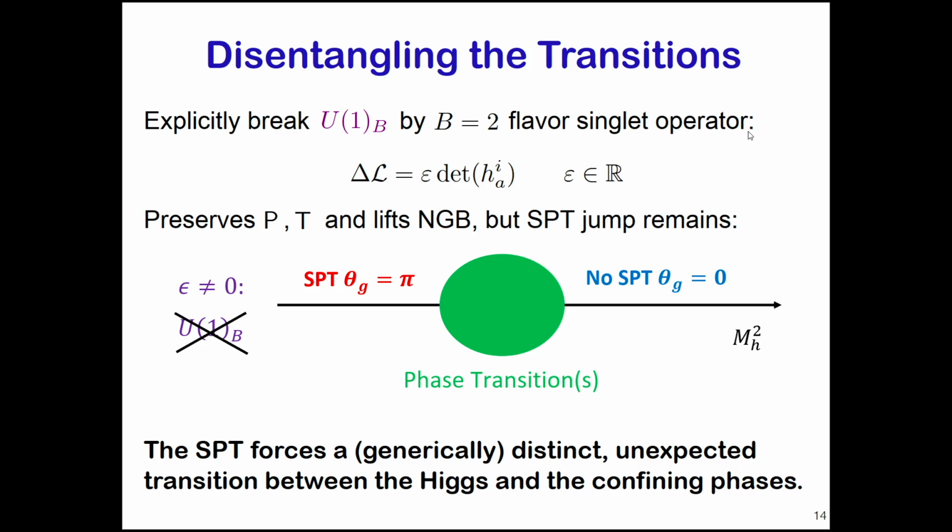So if we didn't know about the SPT, we would have concluded that they're both featureless and they both look identical, so they're probably the same phase by Higgs-confinement continuity. But in this case, we know for sure that they cannot be the same phase, because the SPT still jumps. So in this example, the SPT forces an unexpected Higgs-confinement transition, which is generically distinct from the symmetry breaking transition.